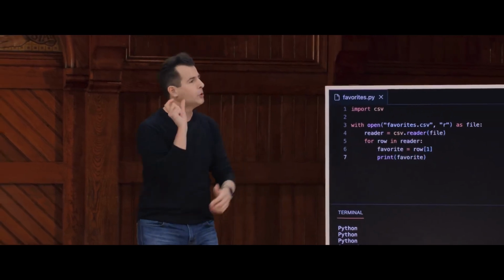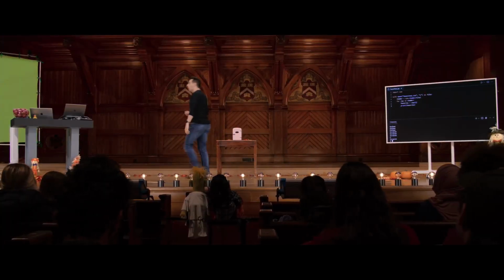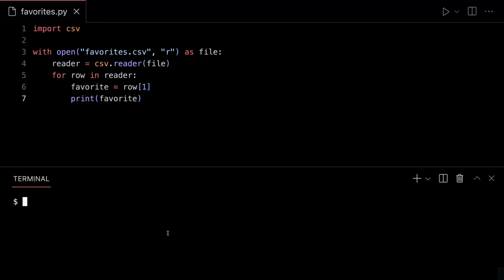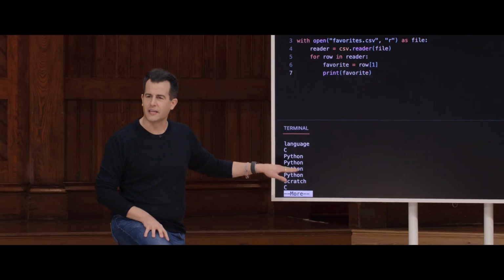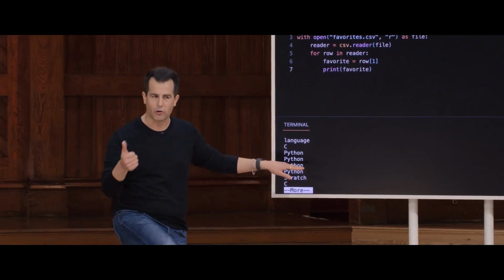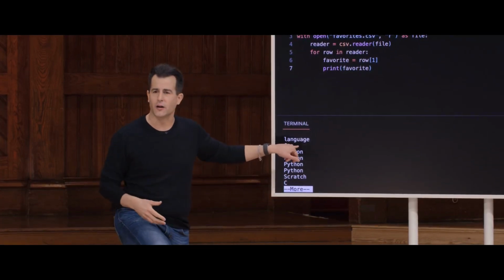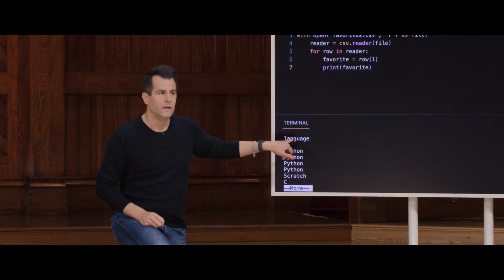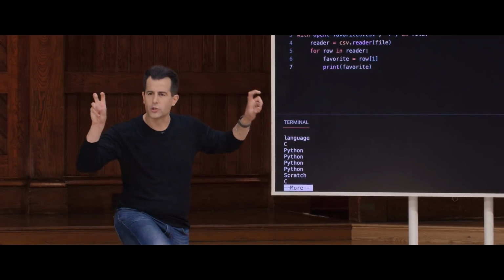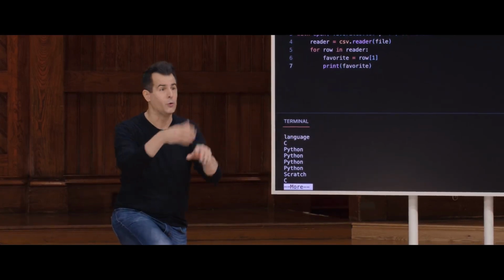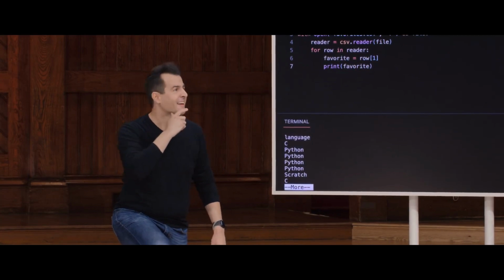So wouldn't it be nice if we could be a little more explicit? Well, recall that the very first line in this file is actually this. And I paused the output this time so that we can see more optionally. I just reran favorites.py. And notice one of these things is not like the other. Every output was either Scratch or C or Python, except for this first one. Why am I seeing the word language here? Where did language come from?